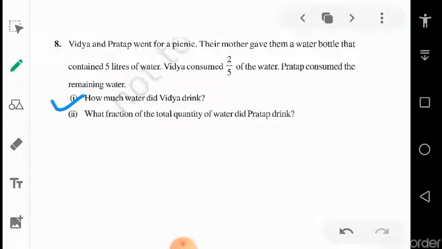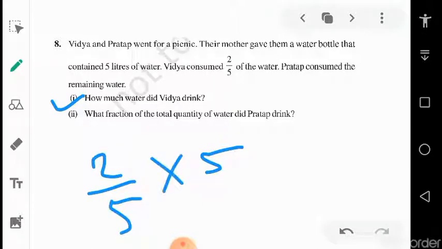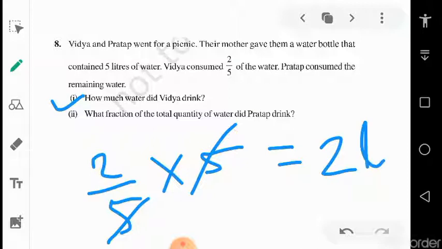As you can see, the amount of water is 5 liters. Vidya consumed 2/5 of the water. 2/5 means 2 upon 5, and of means multiply. So it is 2/5 of the 5 liters total, because in the bottle there are 5 liters. As you can see, 5 can be cancelled with 5 and the remaining is 2. So we will write 2 liters. It means Vidya drank 2 liters of water.